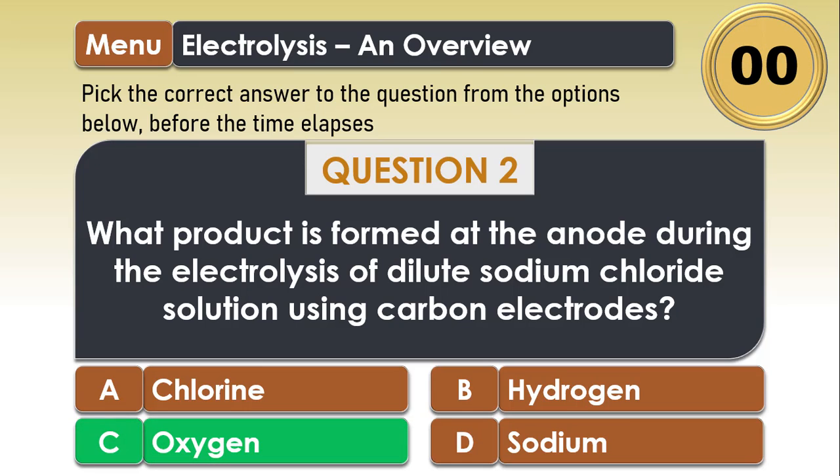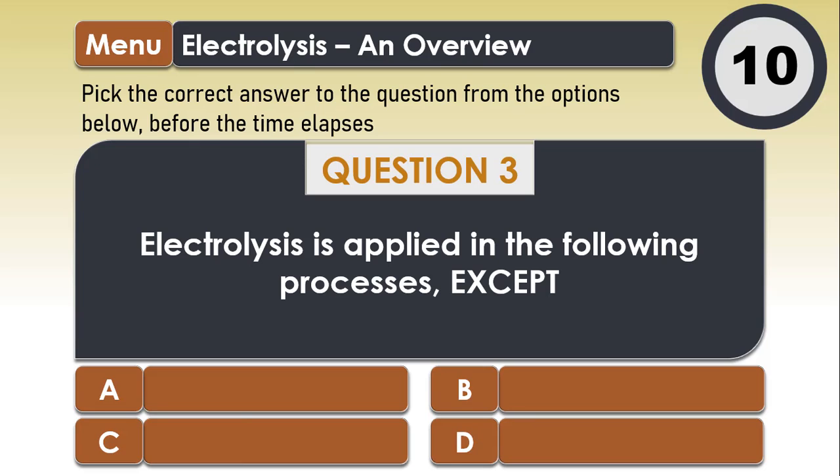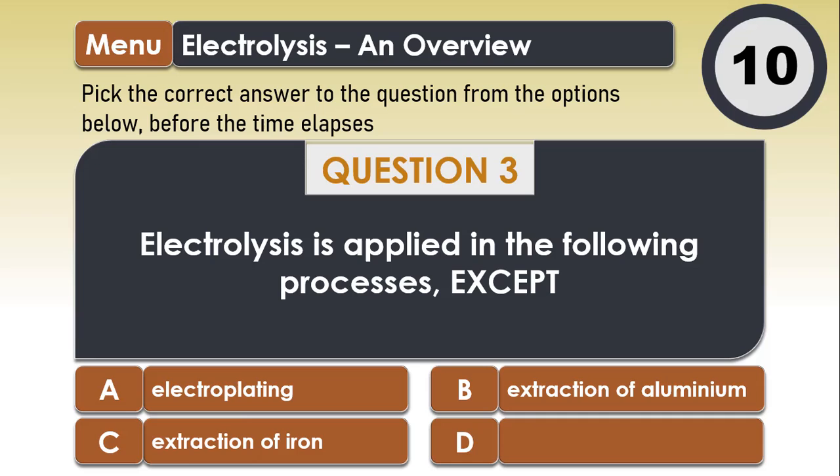C. Oxygen. Question number 3. Electrolysis is applied in the following processes except A. Electroplating, B. Extraction of aluminium, C. Extraction of iron, and D. Purification of copper.